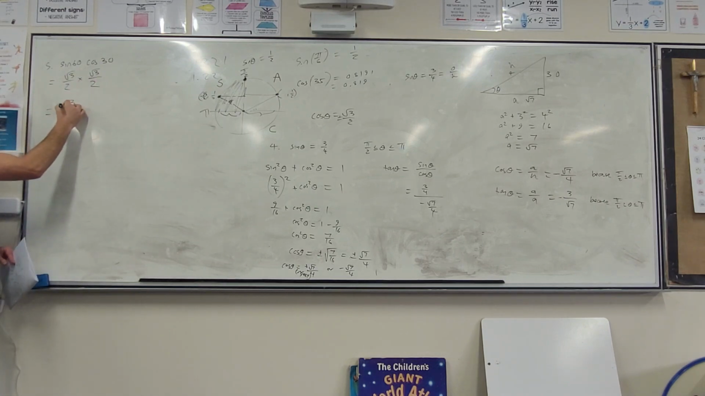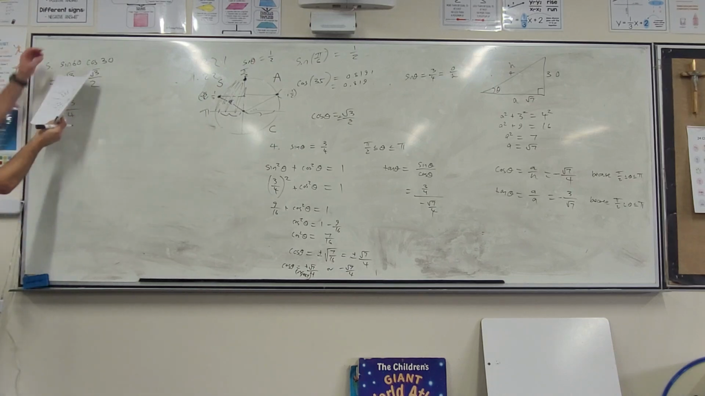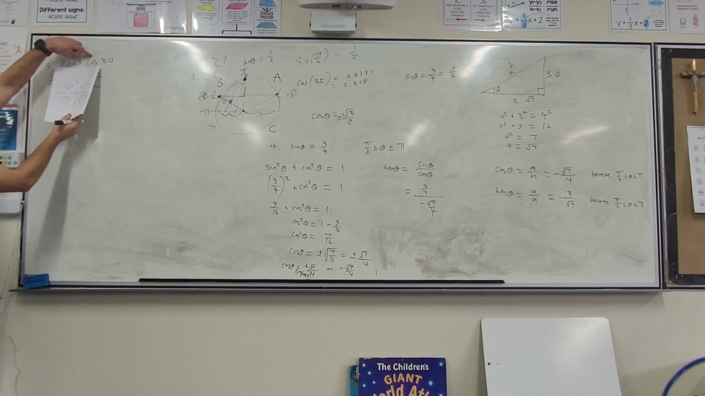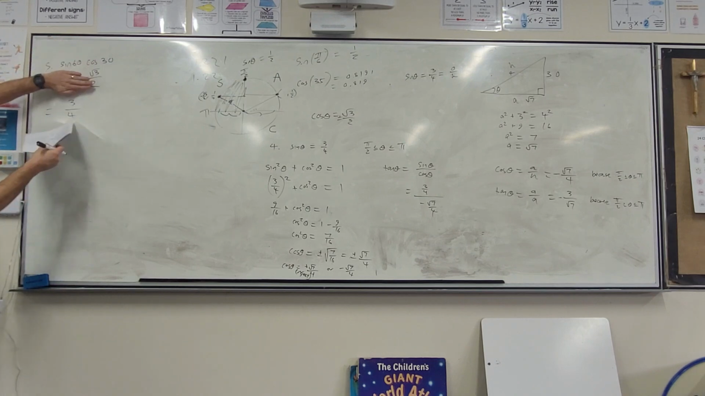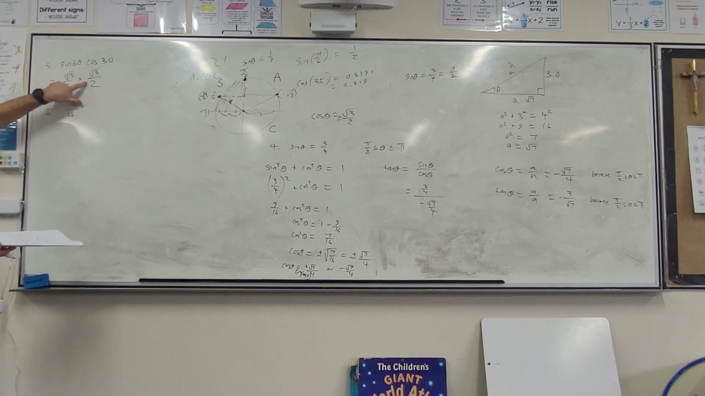Root 3 times root 3 is 3, and 2 times 2 is 4. So if you type that top sentence in your calculator, and when it's in degrees, that's what it's going to spit out, right? Maybe 0.75, probably 3 on 4. But what we're looking for is the substitution. That's where you get the second mark. Very good, that's question 5.